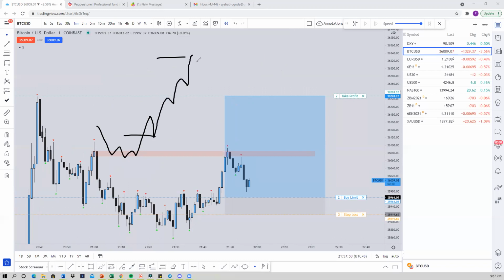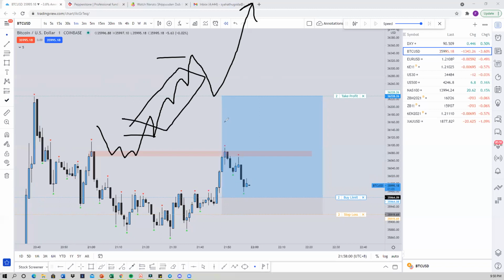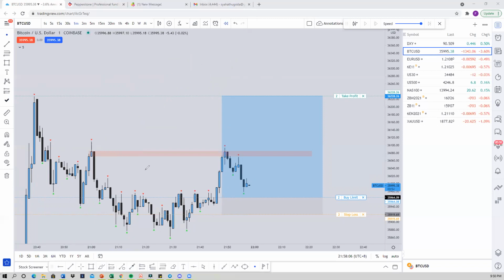Okay, it hits your take profit, comes down a bit, and then boom, goes higher, right? Why? Because we are only taking part in a small piece of the volatility, and that is enough. The main reason I'm saying that's enough is because these are the easiest targets.